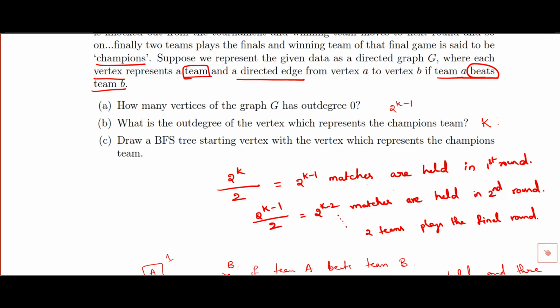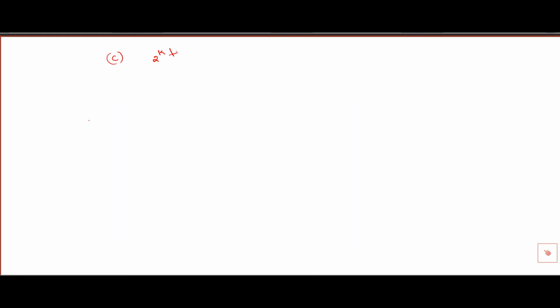And part C: draw a BFS tree starting with the vertex which represents the champion team. So now there are 2 power k teams, we know that. And we start with the champion team vertex. This champion team vertex has won against some x1 in the first round, some x2 in the second round, some x3 in the third round, and in the same way some xk in the final round.